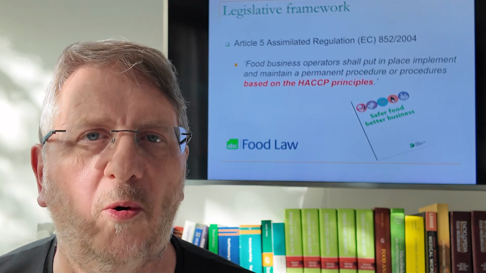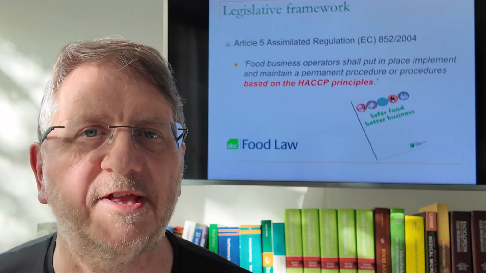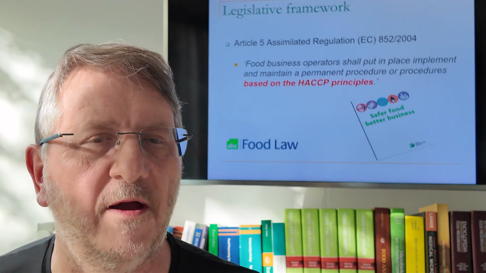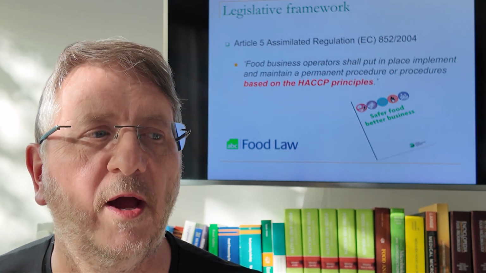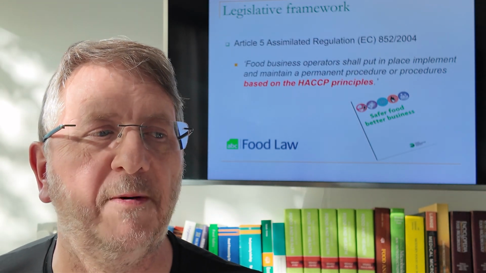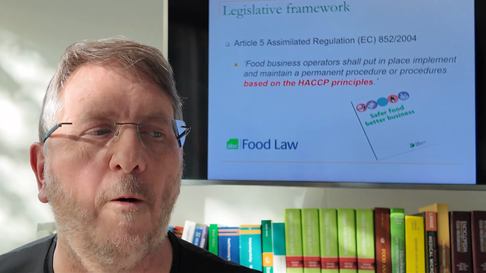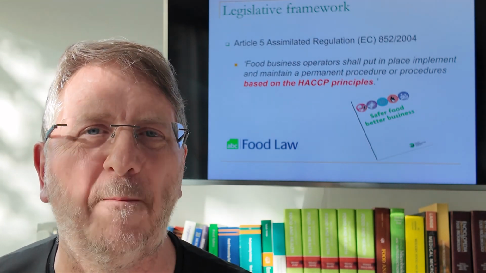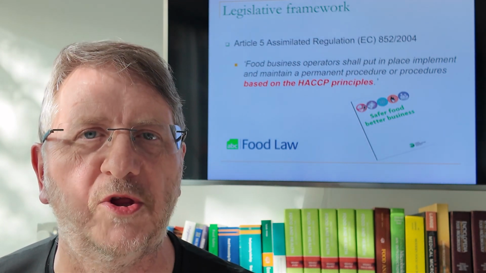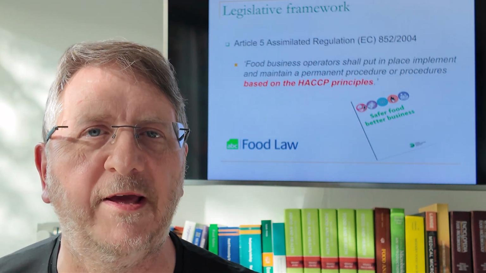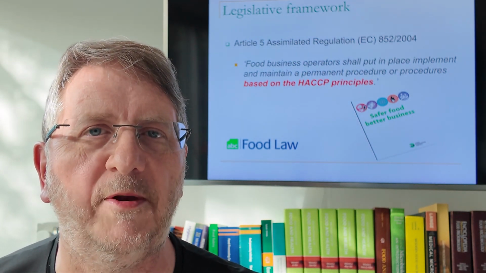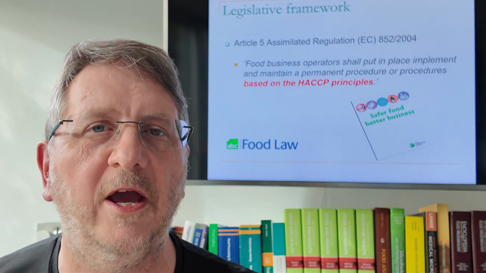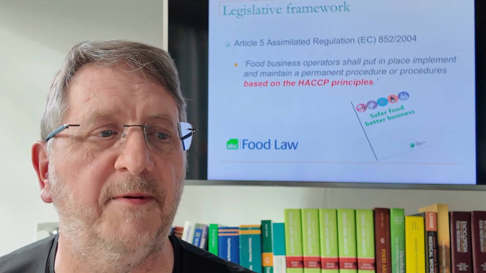Remember, in terms of law, in the UK, Codex Alimentarius HACCP is not required. The law requires in Article 5 of Assimilated Regulation 852 that food business operators put in place, implement and maintain a permanent procedure or procedures based on the HACCP principles. If you look at Article 5, it then lists out pretty much the same sort of language as Codex, but remember, it is only based on those principles. There is no requirement, for example, for extensive documentation. Documentation will be commensurate with the activities and size of the business.